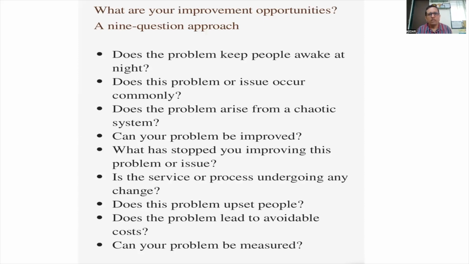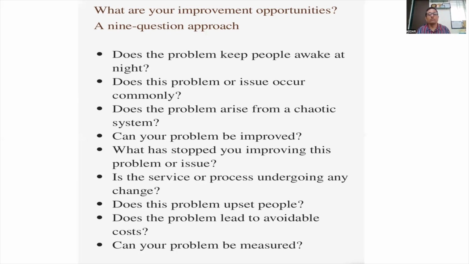How can we use quality improvement in anesthesia and perioperative care? Just ask these 9 questions. Does the problem, any problem that keeps people awake at night, occur commonly? Is it from a chaotic system? Chaotic means the processes of care need to be organized, the systems need to be organized. So if it is chaotic, nobody knows what the equipment is or how to undertake the processes. If we do not have more than 80% of processes documented, then it's a chaotic system.